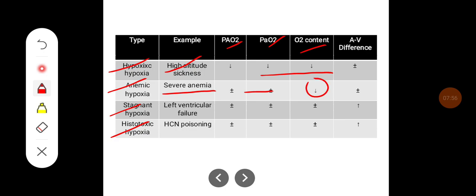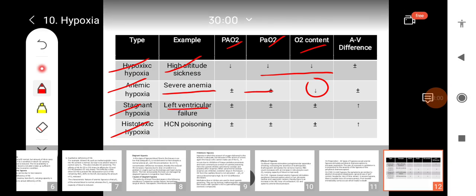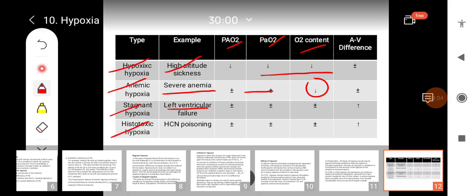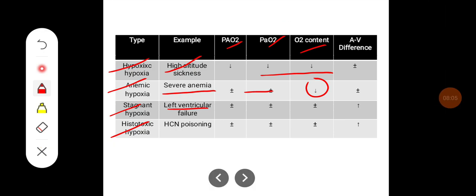Whereas in stagnant hypoxia, the cause is left ventricular failure. Here, the alveolar and arterial PO2 and oxygen content are normal, but the arteriovenous difference tremendously increases. Whereas in histotoxic hypoxia, where the cause is cyanide poisoning, the alveolar and arterial oxygen content may be normal, but the oxygen is not utilized, so the arteriovenous difference decreases rather.